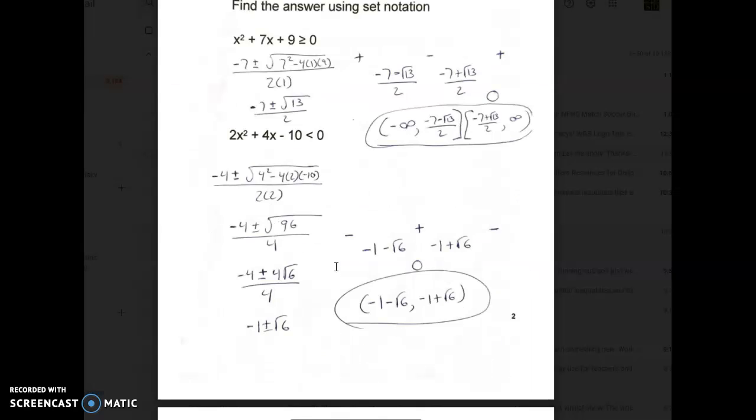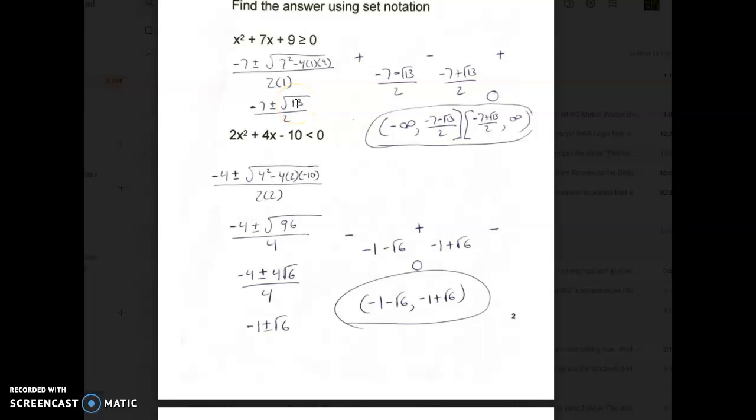Now I'm going to give you 2 where you got to use the quadratic formula. So we're using -b plus or minus the square root of b squared minus 4ac over 2a. So when I plug in -7 plus or minus the square root of 7 squared minus 4 times 1 times 9 over 2 times 1, that becomes -7 plus or minus root 13 over 2. Can't simplify root 13, so we leave it.